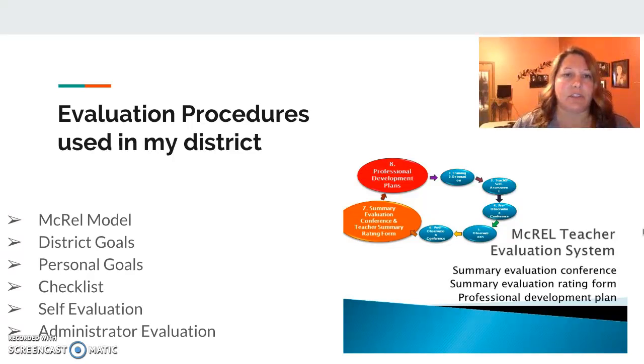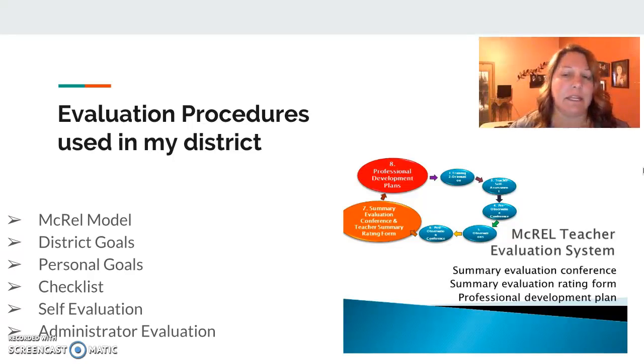First of all, the teacher evaluation procedure used in my district is the McCrell model. And as you can see here, I have the emblem of McCrell with what it stands for: a summary evaluation conference, summary evaluation rating form, and professional development plan. Those are the three components of the McCrell system.